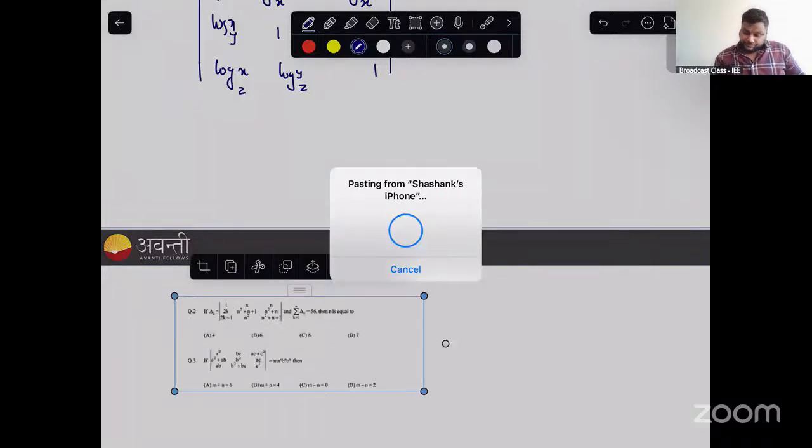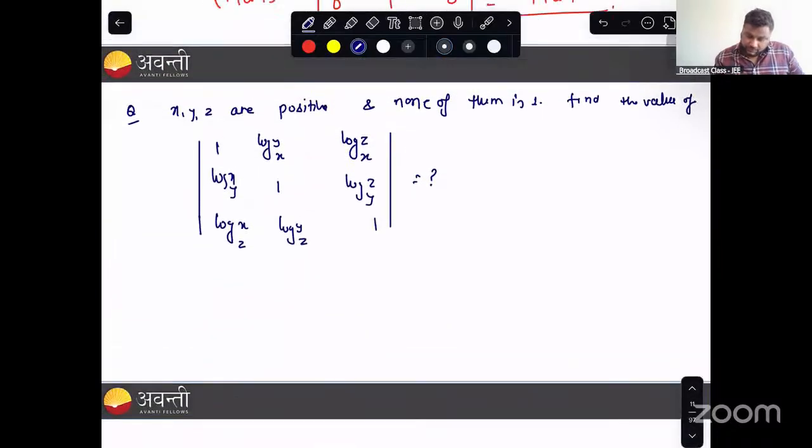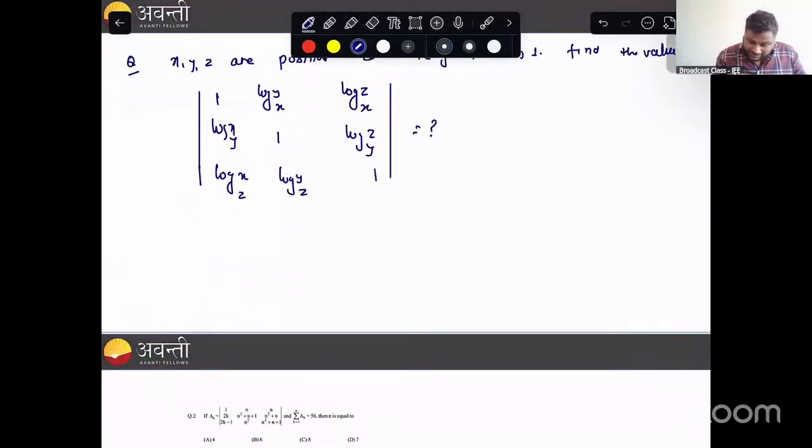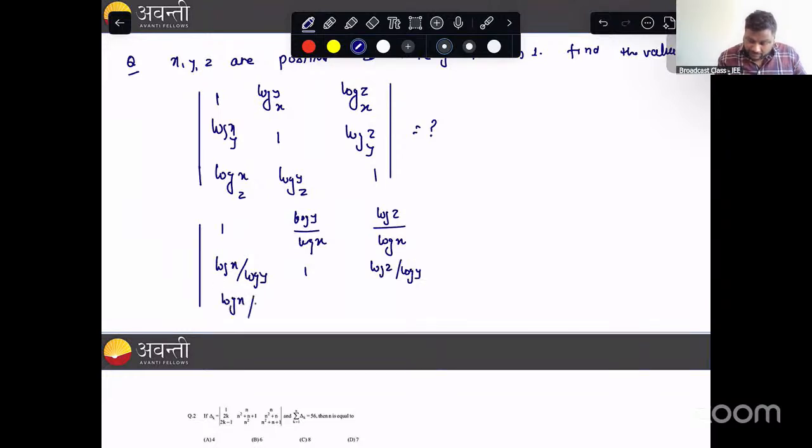Now see, this can be written as 1, log y upon log x, log z upon log x; log x upon log y, 1, log z upon log y; log x upon log z, log y upon log z, 1.